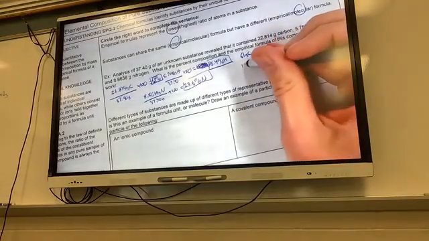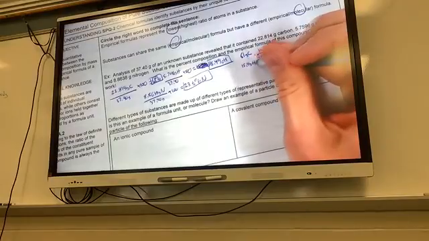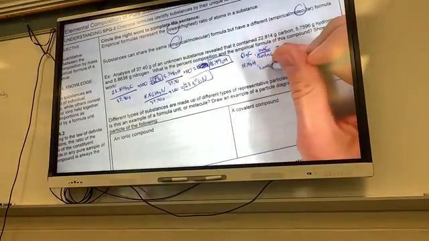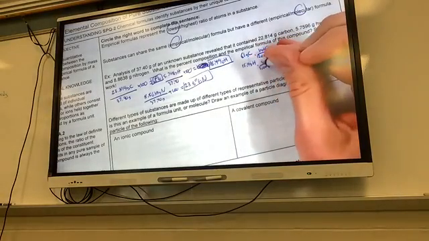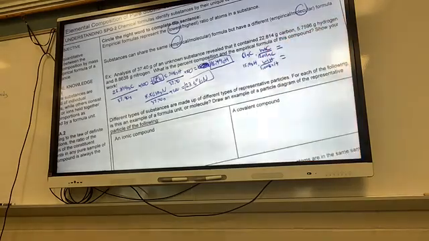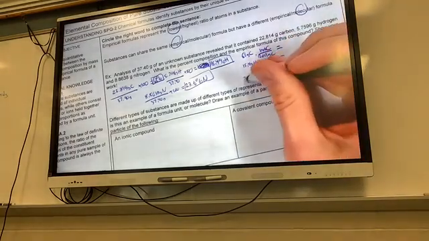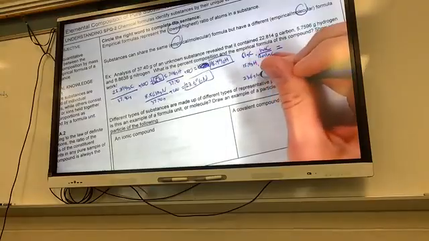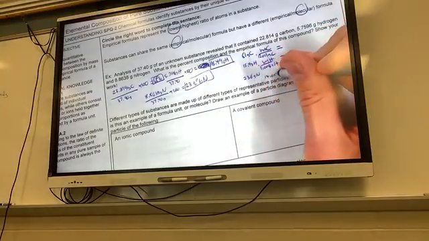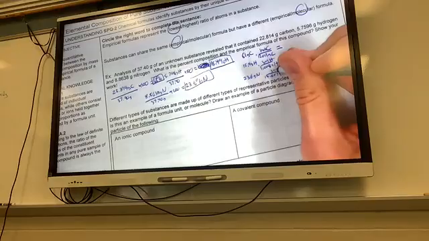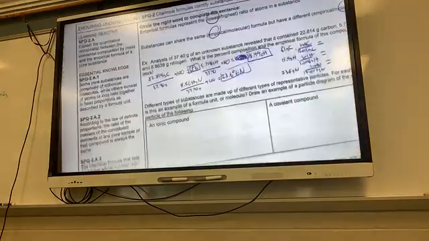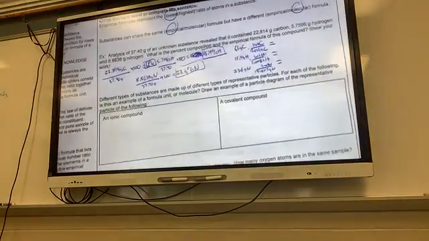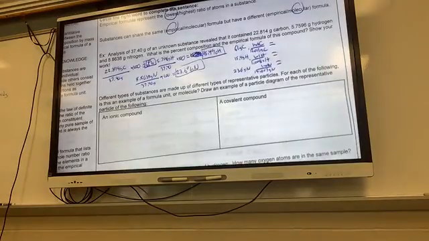I got 15.4 grams of H times 1 mole of H per 1.008 grams of H. That will give me my moles of H. And 23.6 grams of N times 1 mole of N per 14.007 grams of N. And that will give me my moles of N. So remember, if your percentages add up to 100, change them to grams.